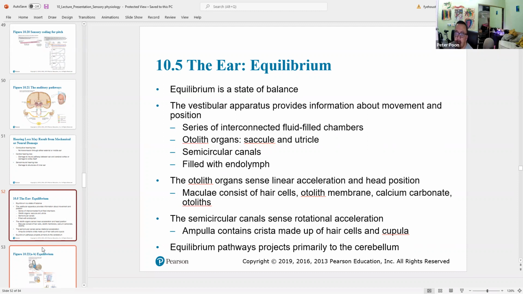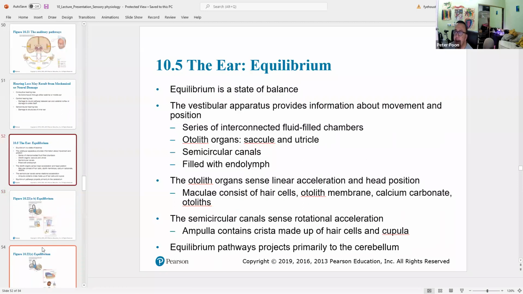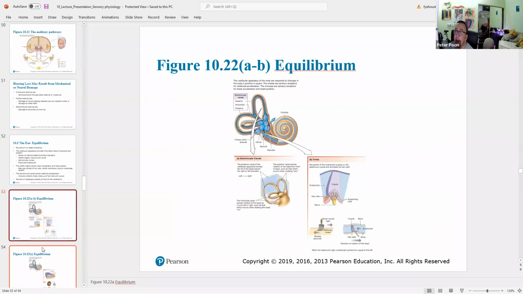The ear. Equilibrium is a state of balance. There are two types of equilibrium here. One is static equilibrium. Static equilibrium tells you the position of your head in space: up, down, left, right. Where my head is in space.